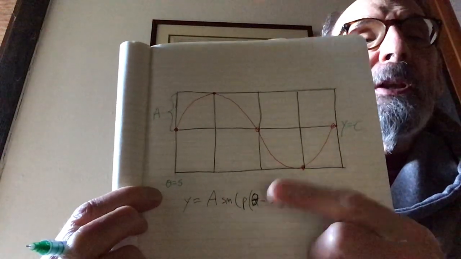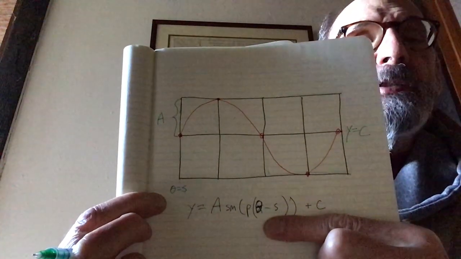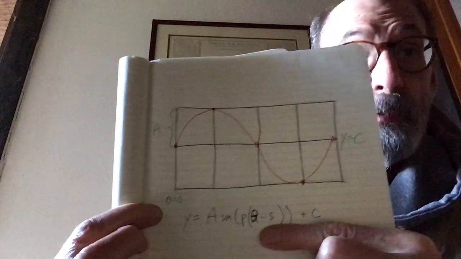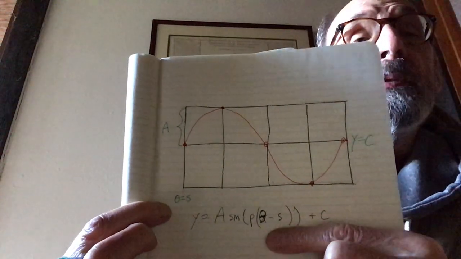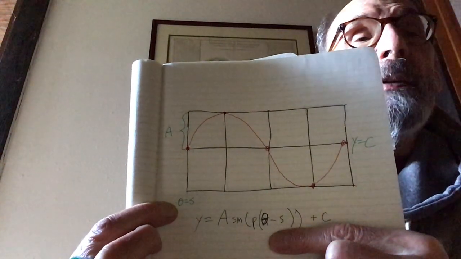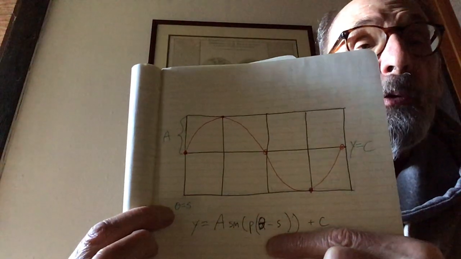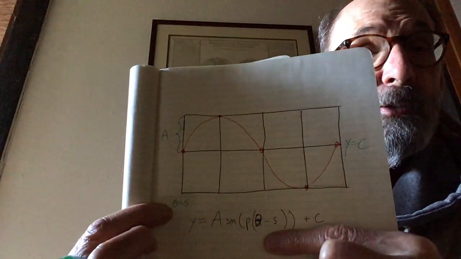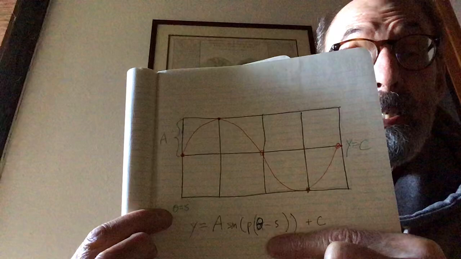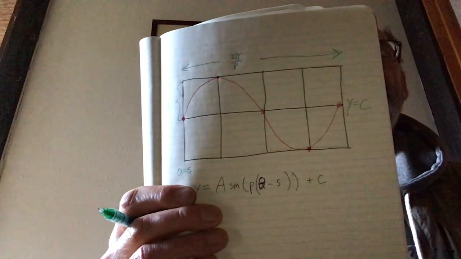In this formula, when theta is s, you're taking sine of 0. Now that's where sine starts. So you've got the correct phase shift there. And finally is the period. Now the ordinary sine function has period 2 pi, but we're going p times as fast. So that makes the period 2 pi divided by p.